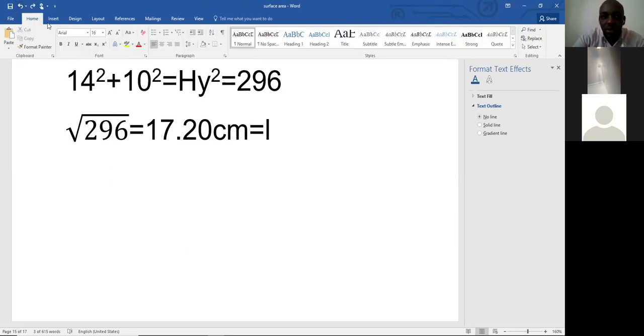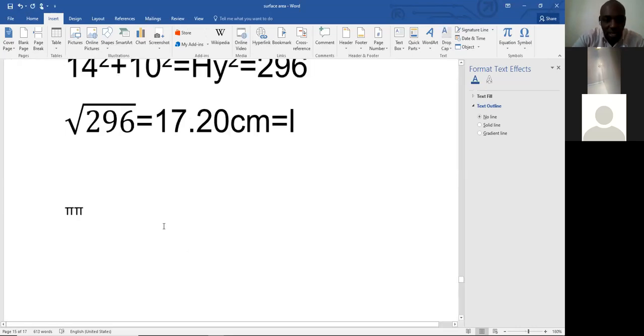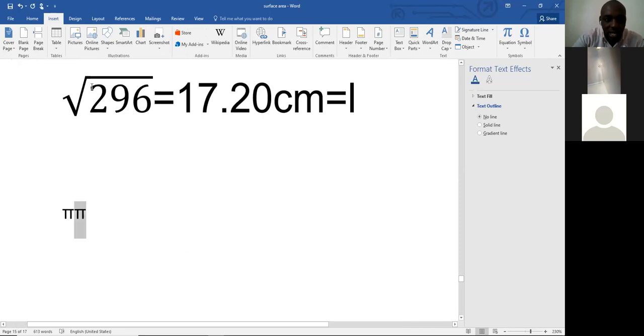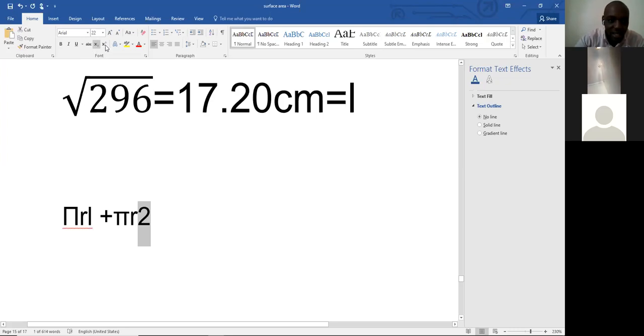So I want to insert pi. Pi, and insert another pi here. Good. So I make this one big. I can also add the font so that you can be able to see it properly. So pi r l plus pi r squared. This is how you find the surface area of a cone.